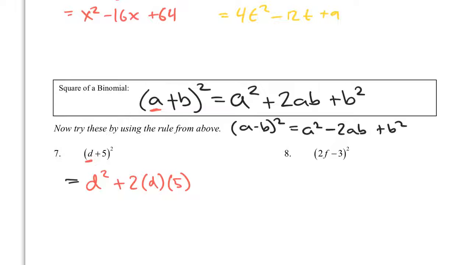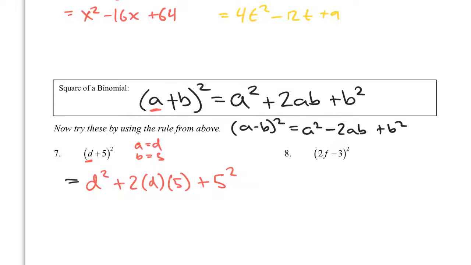2 times each of these. And then finally I do plus 5 squared. That's the pattern. A squared plus 2ab plus b squared. Well, in this problem, you could even write this off to the side. You could say that a equals d and b equals 5. So I substitute in the d, so I get d squared, and 5 for b.